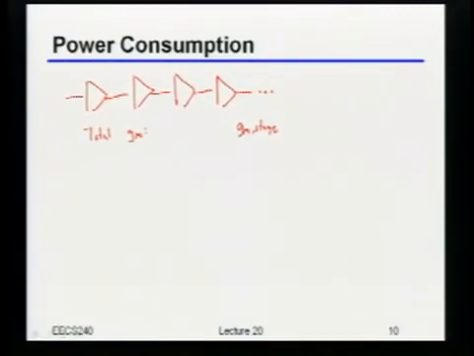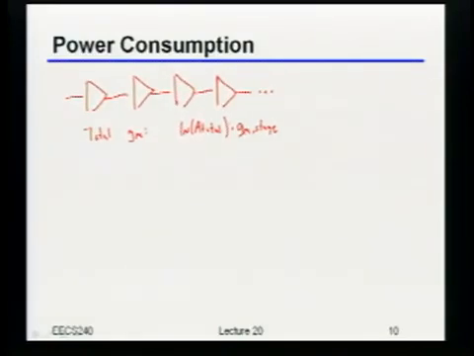N. Well, okay. So what is N as a function of the total gain? How did I choose N? Oh, natural log. There we go. So the total GM I need to spend is the natural log of A total times the GM of each stage. Okay?